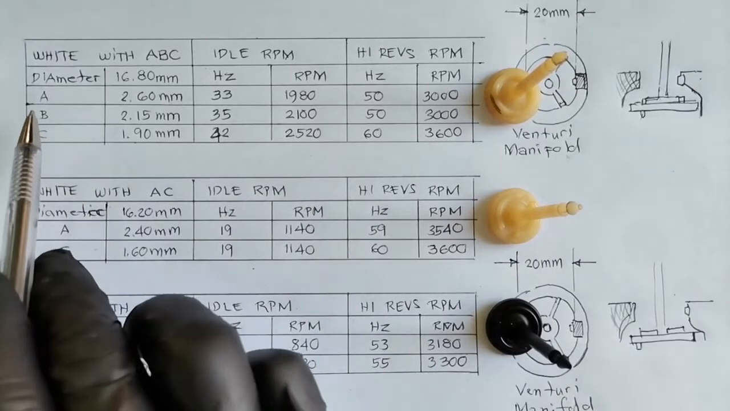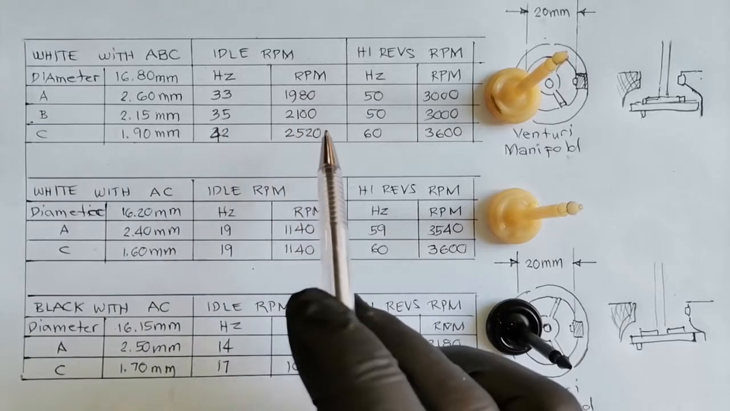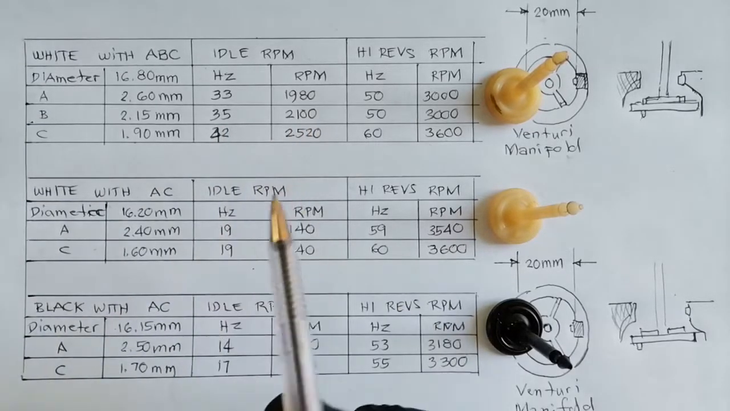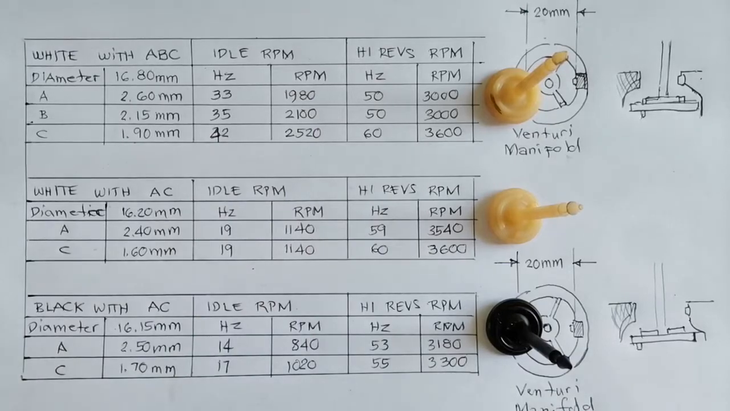So the final one is the best RPM setting for this one, which is letter A, which gives me 1980 RPM for the idle and 3000 RPM for the high.